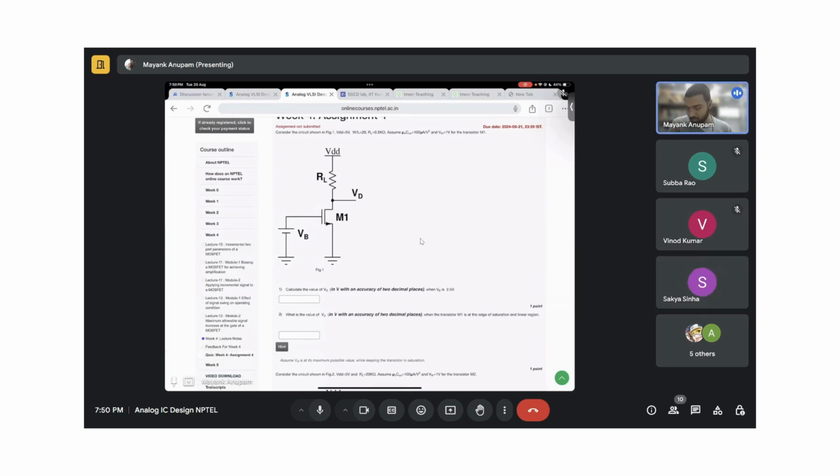So that is what is being told here as a hint. You have to assume that VB is at the maximum possible value when the transistor is still at the edge of saturation. Got it?